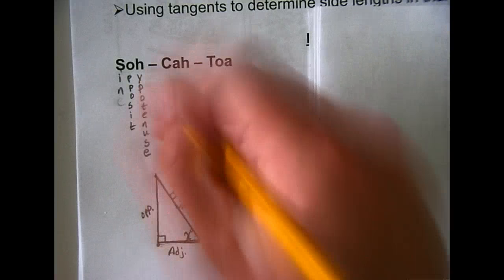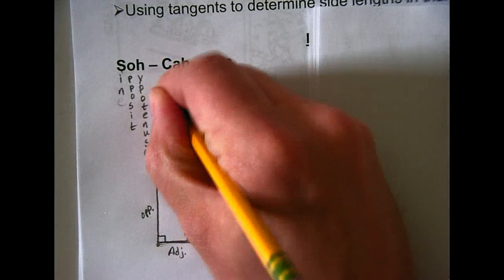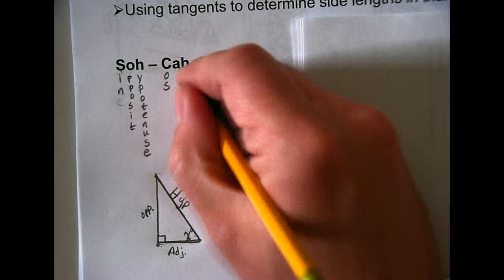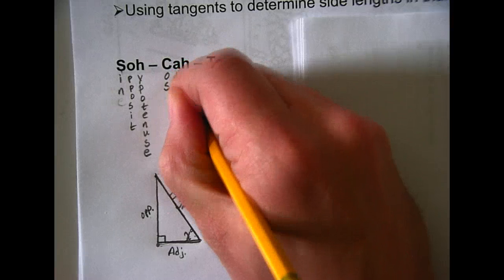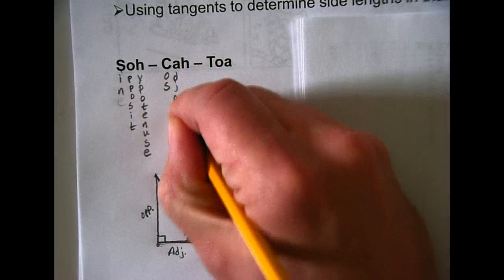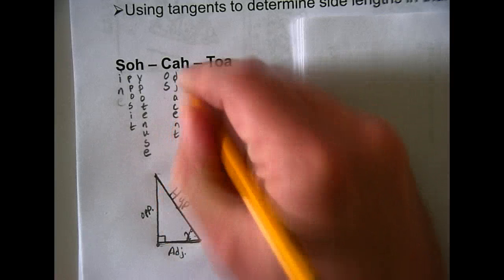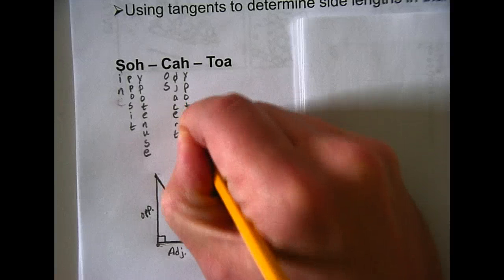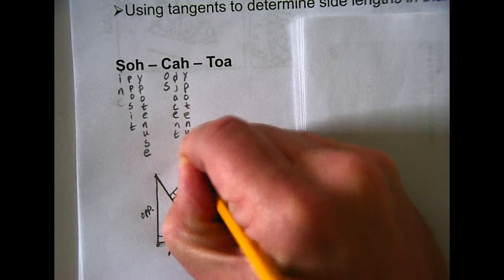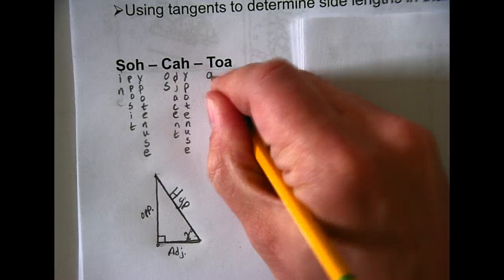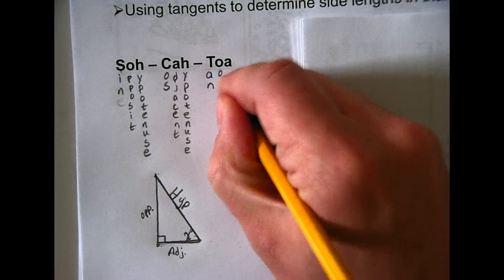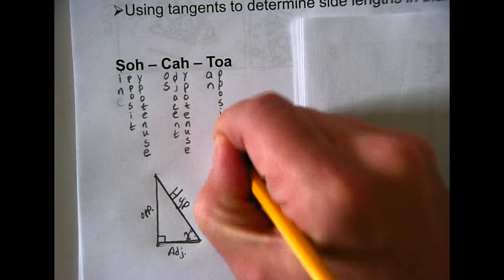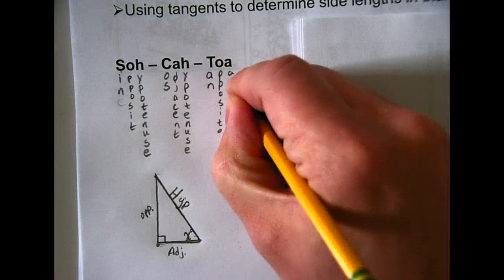The cosine, which we abbreviate as cos, C-O-S, not Bill, no relation, okay, is equal to the adjacent side over the hypotenuse. And then the tangent, which we are studying today, is equal to the opposite over the adjacent.